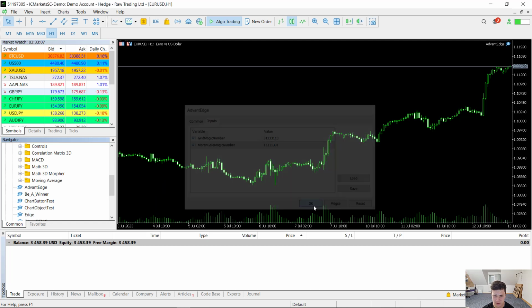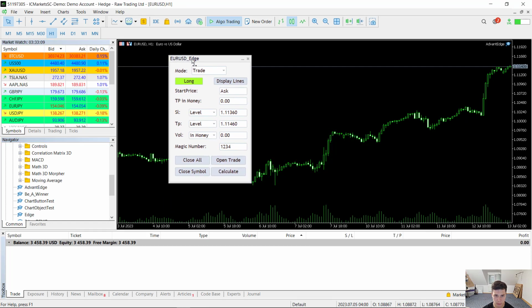Now as you initialize the EA, a window is going to pop up. This is what we are going to discuss today. So there are 3 modes in this EA: trade, martingale and grid. First, we are going to discuss the trade mode.